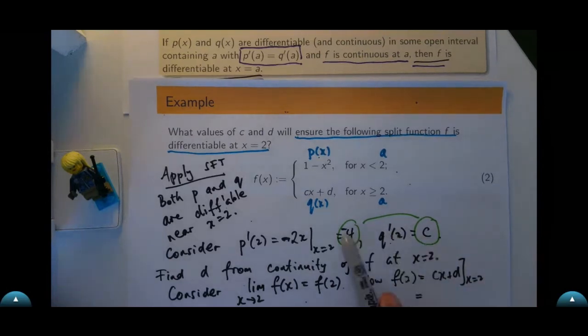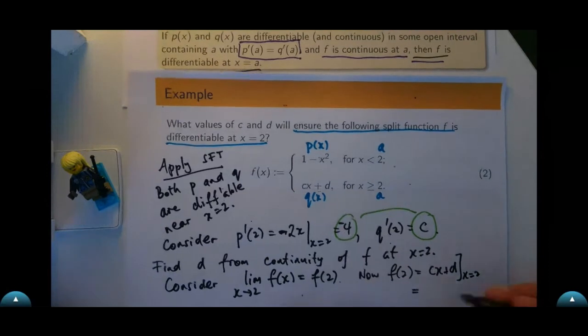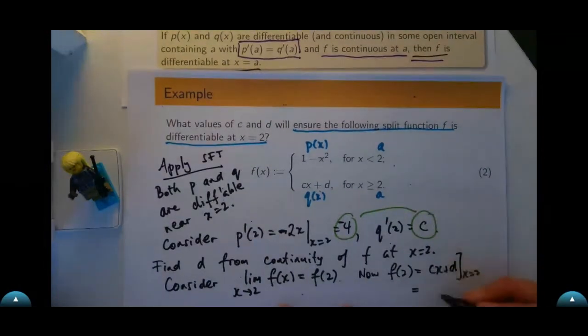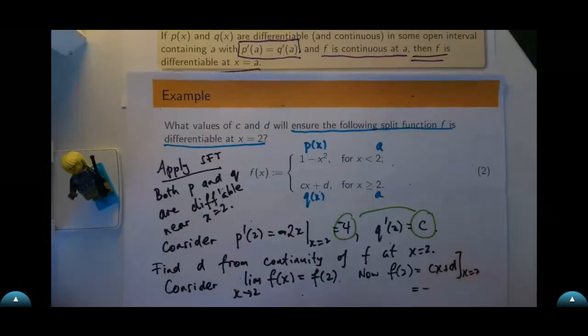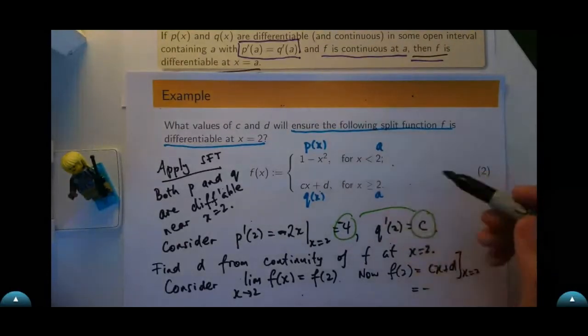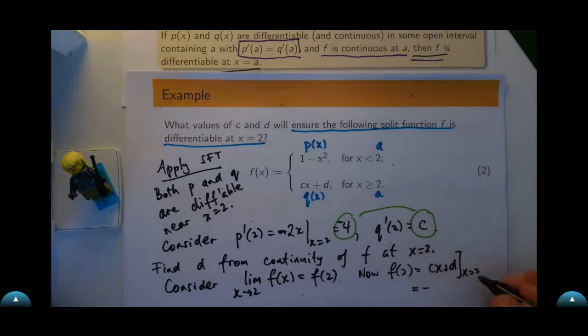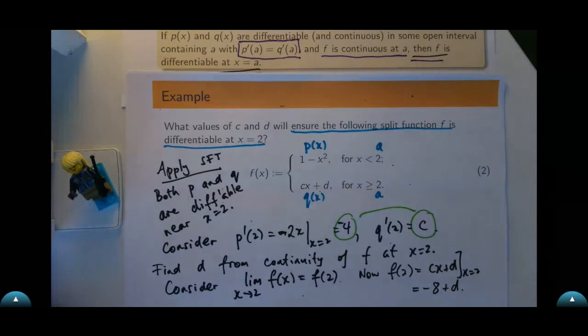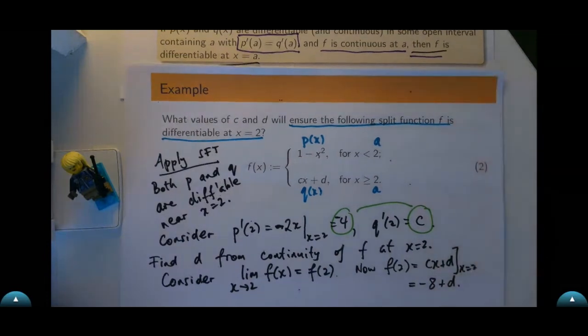Now we know c is negative 4, right? So you're going to get negative 4 times 2. Something like that, right? Is that right? Let me just check. Yep. Okay.